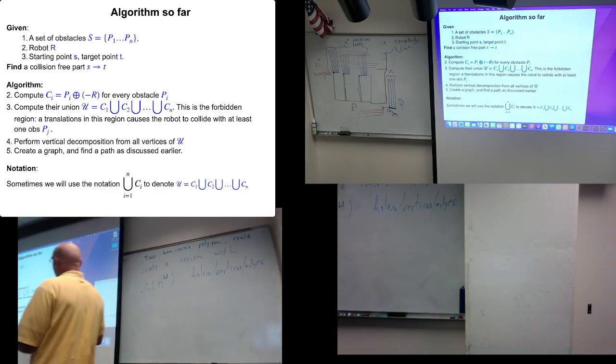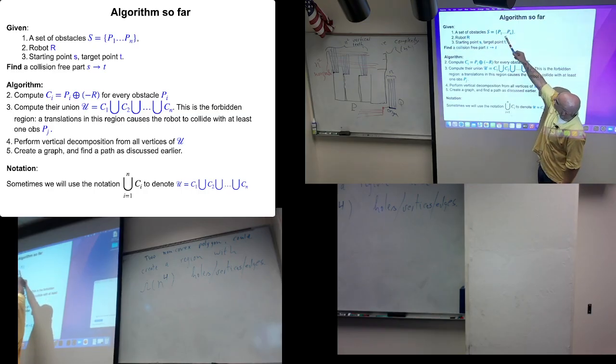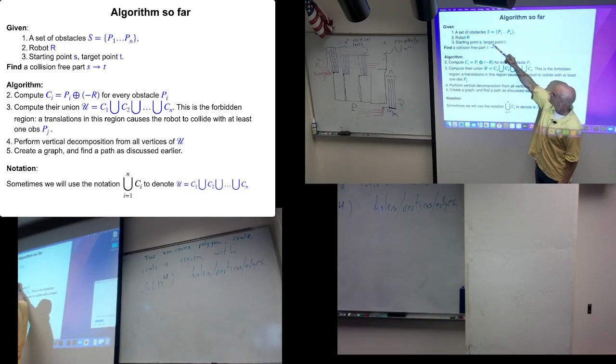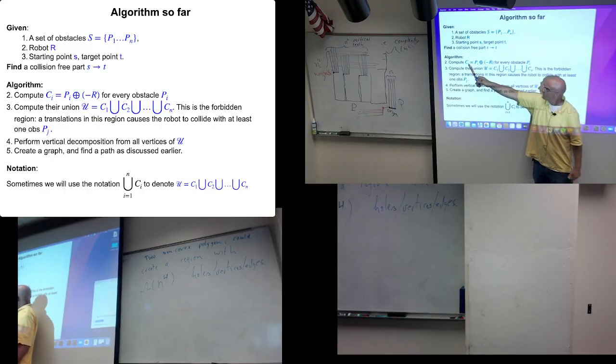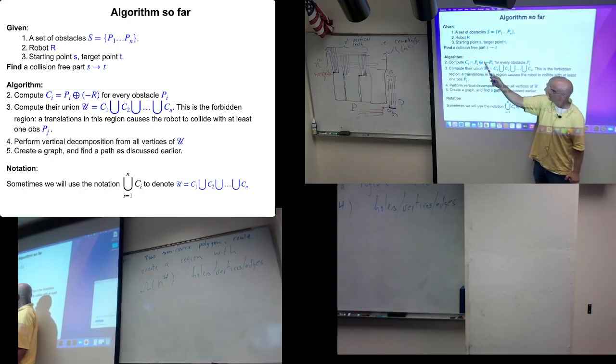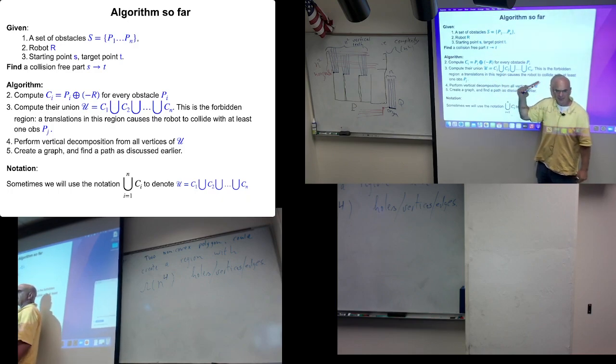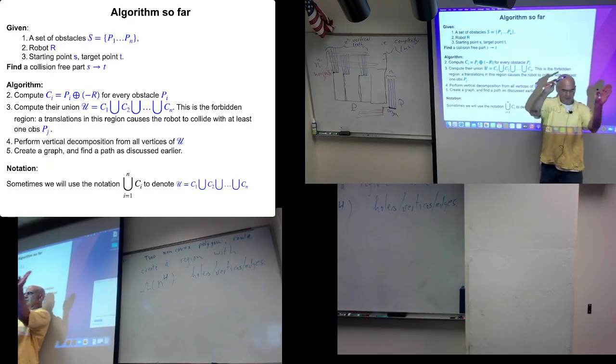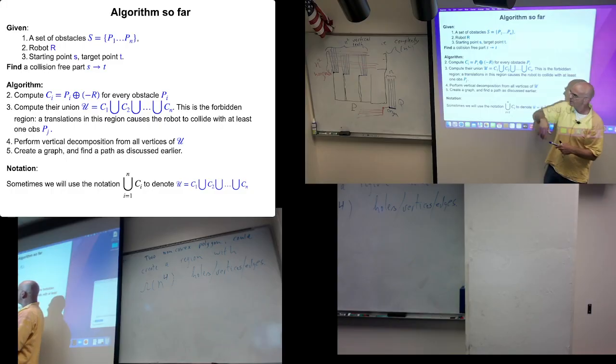Before we go further in improving it, I have a set of obstacles, non-intersecting polygons. I have a robot R and some points S and T, source and destination. I'm trying to find a path from S to T. Different from the algorithms that we saw earlier, my robot is not a point. What do I do? I compute the forbidden region of each obstacle individually. Ci is the obstacle Pi Minkowski sum minus R. I'm doing it in linear time, with the algorithm that I just showed you before, sweeping with both sides, generating all the edges as I go around.